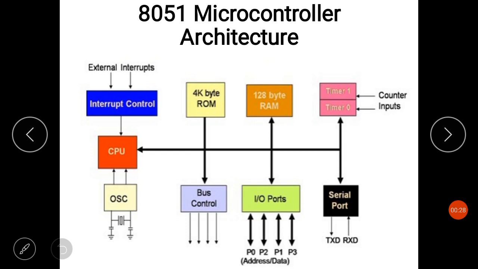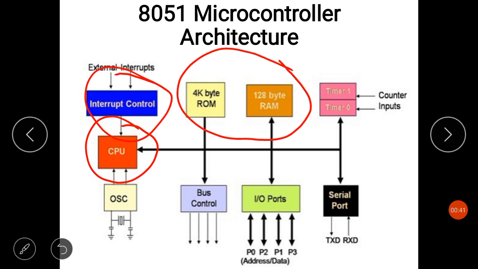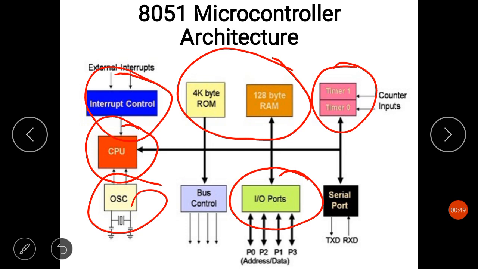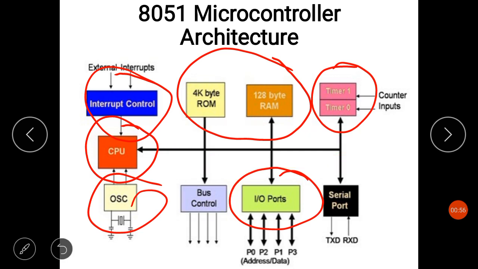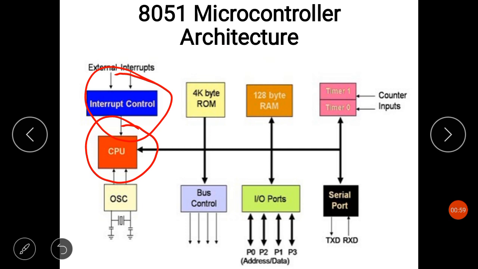So what are the basic components of the 8051 microcontroller? They are the central processing unit, interrupt control, then memory, timers and counters, input output ports, oscillator, then buses, address bus and data bus, serial ports, and the bus control for controlling the buses. One by one I'll discuss each of these blocks, or each of the basic components of the 8051 microcontroller.